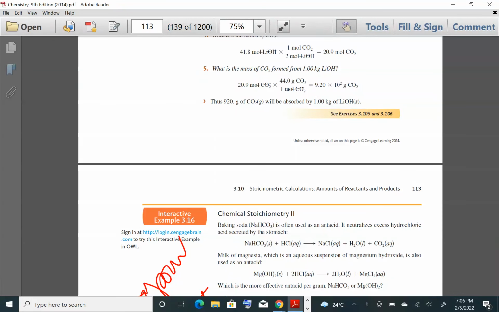Today we are continuing with the second example. So this is the example. Baking soda, which is sodium hydrogen carbonate, is often used as an antacid, meaning it works to neutralize the acid, right? It neutralizes excess hydrochloric acid secreted by the stomach, and that's the reaction there. So you've got sodium hydrogen carbonate, which is solid, and hydrochloric acid, aqueous, of course.